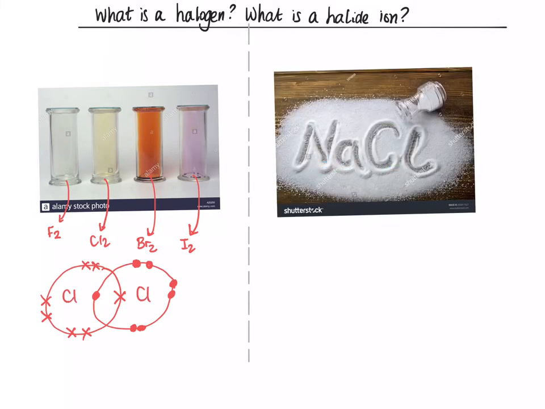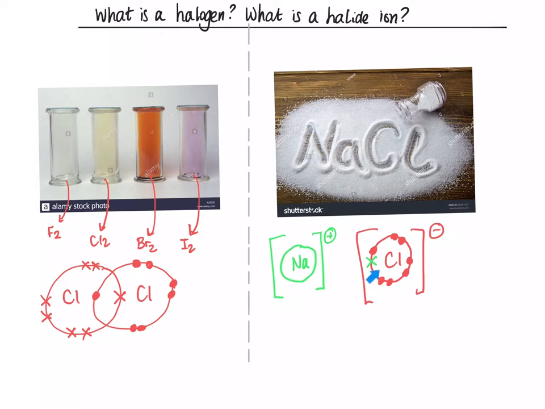So NaCl, sodium chloride, common salt, contains chloride, and chloride is a halide ion. So in sodium chloride, the sodium gives its electron, which is marked here as a green cross, to the chlorine. The chlorine now has 8 electrons, 1, 2, 3, 4, 5, 6, 7, 8. And because it has 8 electrons in its outer shell, it's gained an electron, it's negative.